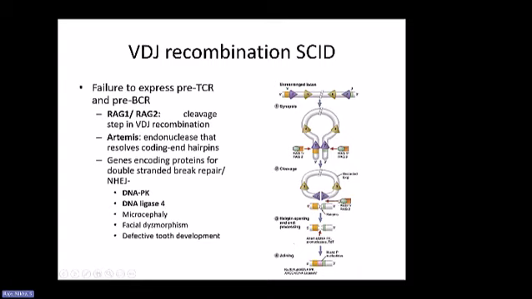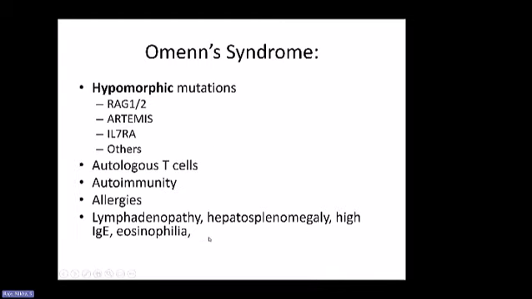If there is a defect in any of these, both T and B cell VDJ recombination is affected, and so there is T minus B minus SCID. Omenn syndrome was mostly described with T minus B minus SCID, mainly RAG1, RAG2, and Artemis. But over time, we realized that for any gene defect that leads to SCID, a hypomorphic mutation in one of those genes can lead to a phenotype called Omenn syndrome.